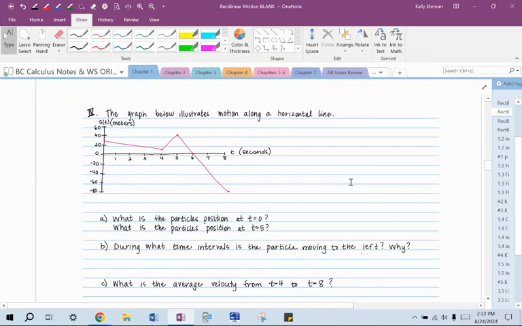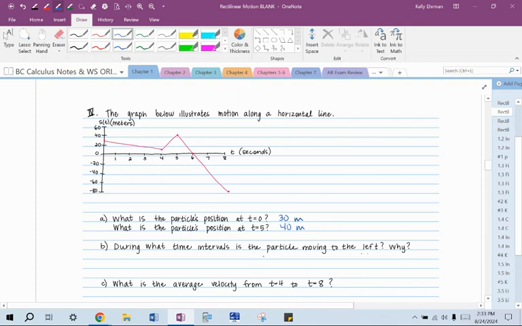Okay, last problem here. The graph below illustrates motion along a horizontal line. So this is back to a position graph. What's the particle's position at t equals 0? So I'm going to just estimate and assume this is 30 meters. What is the particle's position at 5? That looks like it's supposed to be 40 meters.